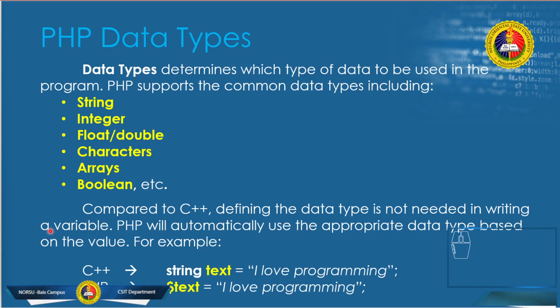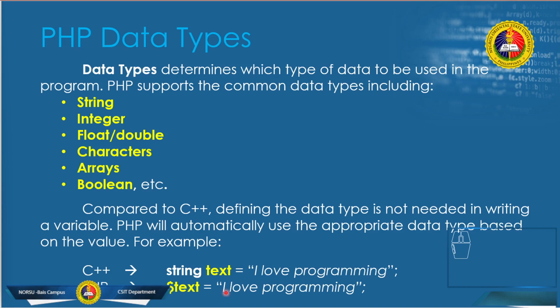Just like what we've been talking about a while ago, for example, we are going to create a variable that contains "I love programming". If we were using C++, it would be written like this: string, then a variable name text, then equals the value "I love programming". However, in PHP, you just have to write the variable directly, starting with a $ sign, then equals, and then the value. So that's the difference between C++ and PHP.